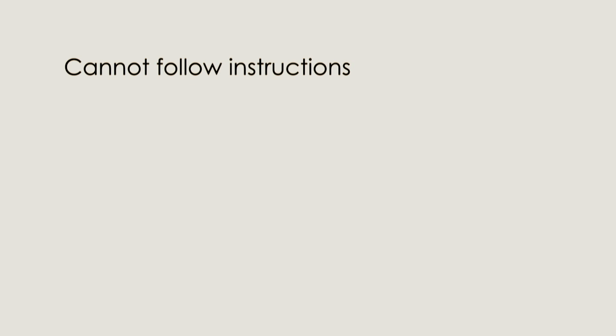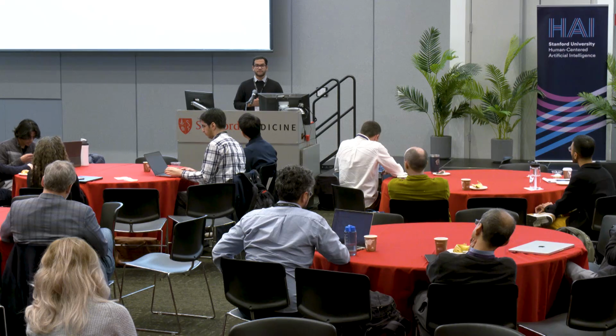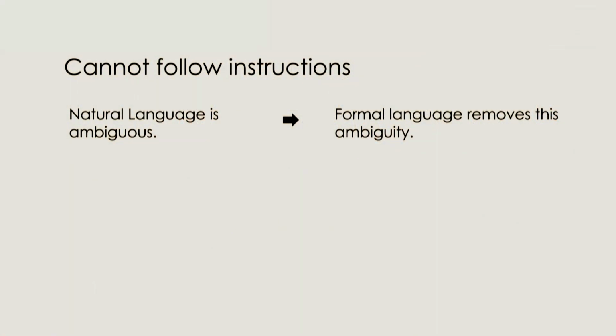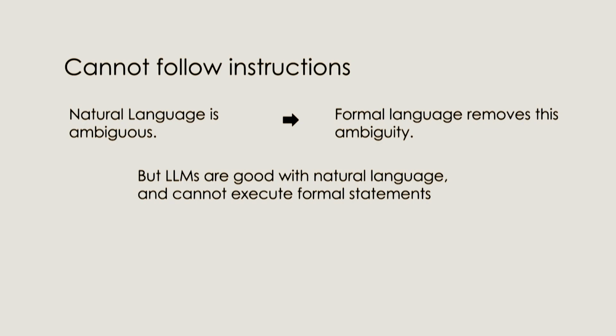Now, as I mentioned, the other drawback is that they cannot follow instructions. Let us look at why they cannot follow these instructions. One reason is that natural language is ambiguous. When developers want to provide control over agents, they would prefer a formal language where they can specifically say, this is exactly what you want to do, and that is much clearer for the agent. But the question is that LLMs are good with natural language, and when you provide them formal statements, they cannot actually execute or run them. So how do we give this capability to a dialogue agent, where it actually understands what the user wants to do?